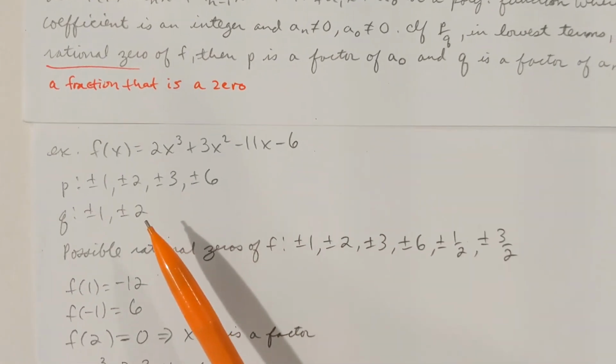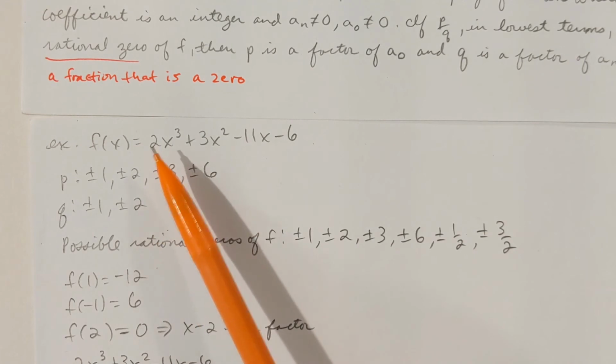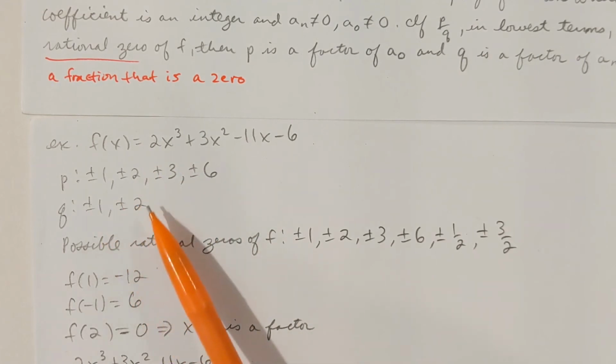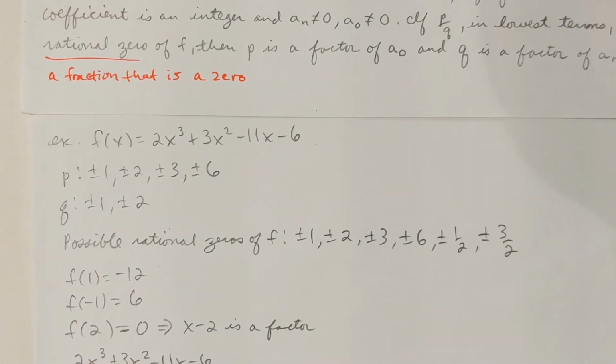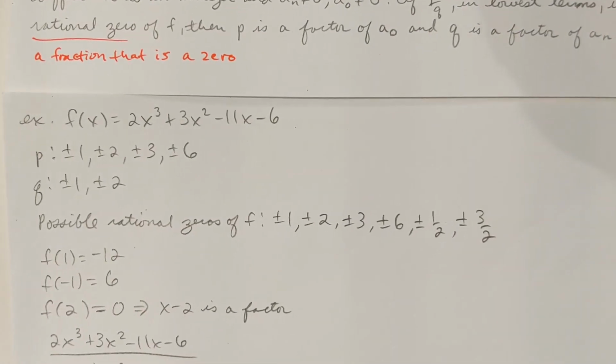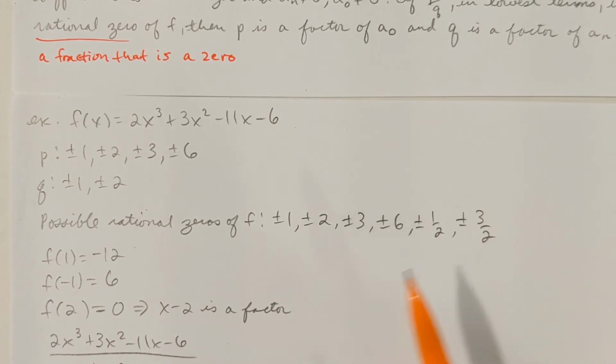Now do the same thing with getting the factors of 2. 1 and -1 go into any number. 2 is a factor of itself along with -2. And so there are 4 factors that go into 2 evenly. Okay, now that I've identified the p and q values, I want to list all the rational zeros of f.